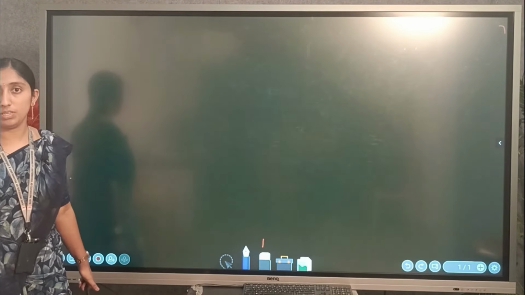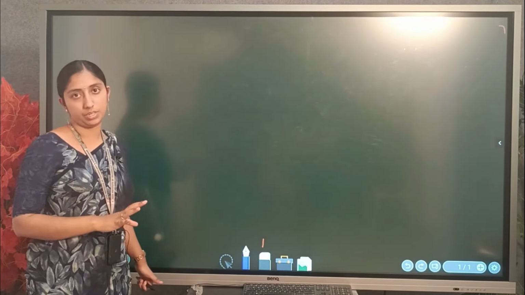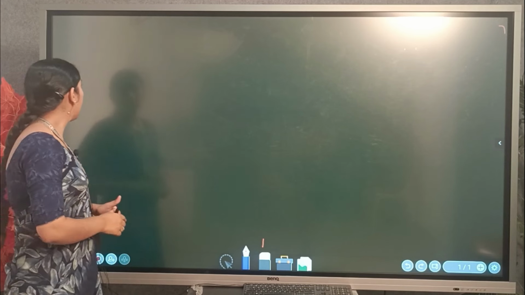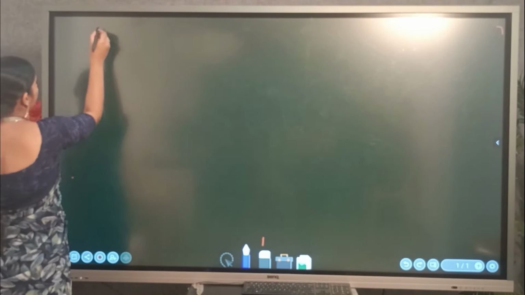Like that, in our syllabus there are other two functions. That is nothing but the exponential function.